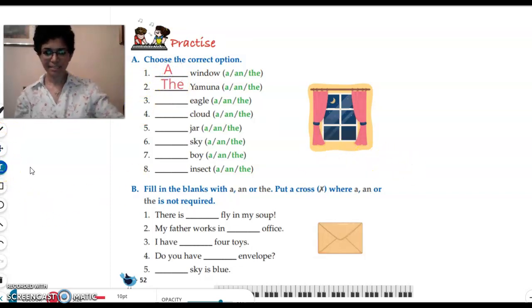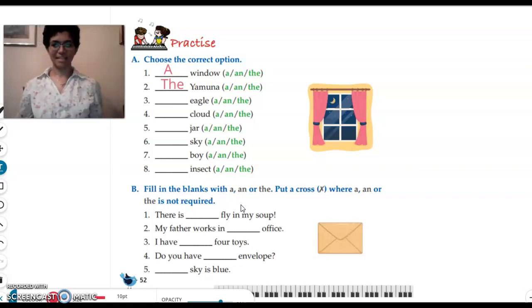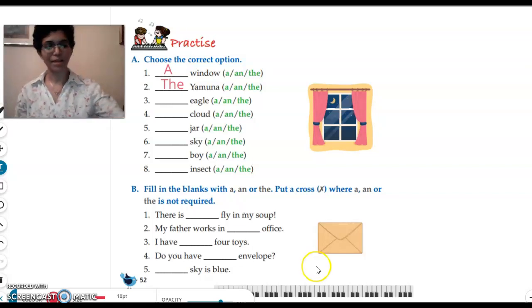Okay. Then, now please complete all this. Then the rest, fill in the blanks with a, an, or the. Put a cross where a, an, or the is not required. Meaning, there are some sentences where you don't have to put anything. There are some places where there is no need for an article. So where you don't need an article, you put an x, a cross. Okay, so let us see. Let us see only the first, I think only the first three. Then the rest you have to do by yourself. Okay, only the first three we are going to see now.